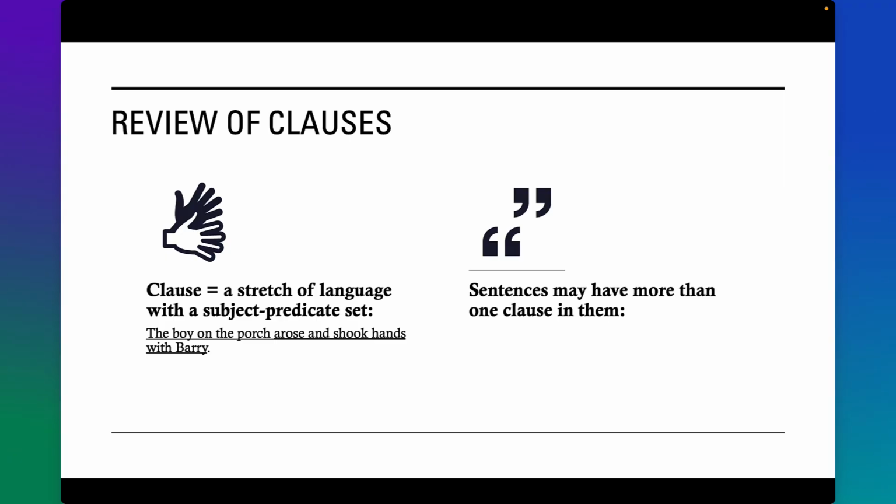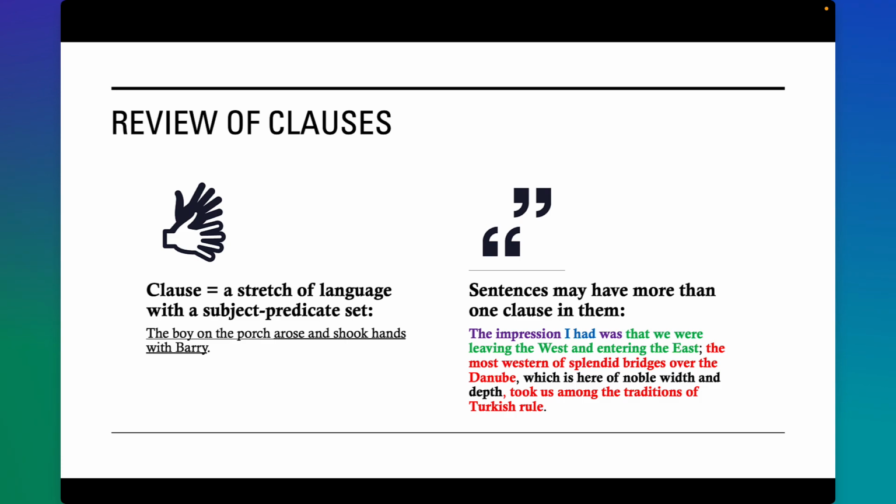Let's start by reviewing the concept of a clause, a stretch of language that contains a single subject-predicate set. The sentence you see on your screen, "The boy on the porch arose and shook hands with Barry," consists of a single clause with the subject, "the boy on the porch," and the predicate, "arose and shook hands with Barry." Sentences, however, are not limited to a single clause. Many, in fact most, occur in all genres of writing that contain two or more clauses.